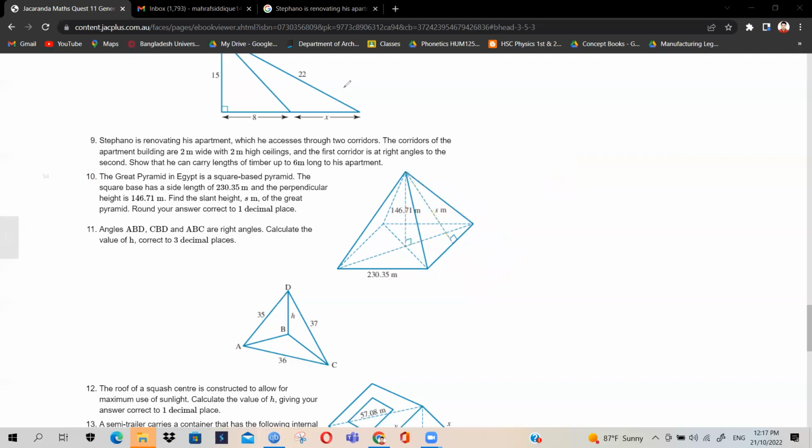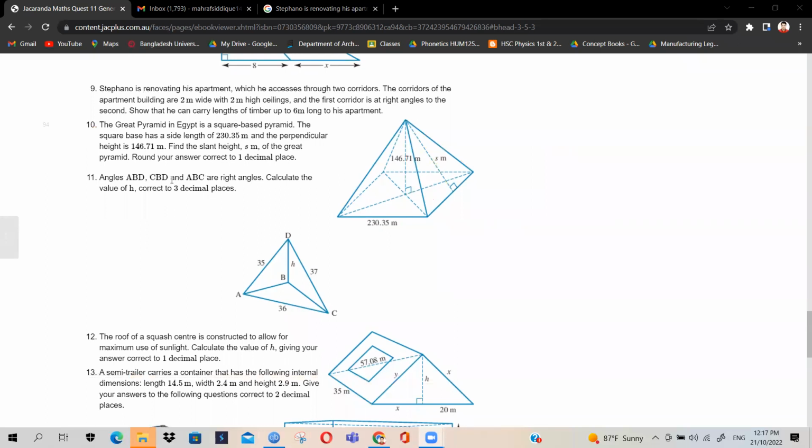All right, now the next one: angles ABD, CBD and ABC are right angles. Calculate the value of each, correct to 3 decimal places. Angle ABD, CBD. This is a right angle. CBD is also a right angle. This is also a right angle. So these are right angles. Find the value of each to 3 decimal places.